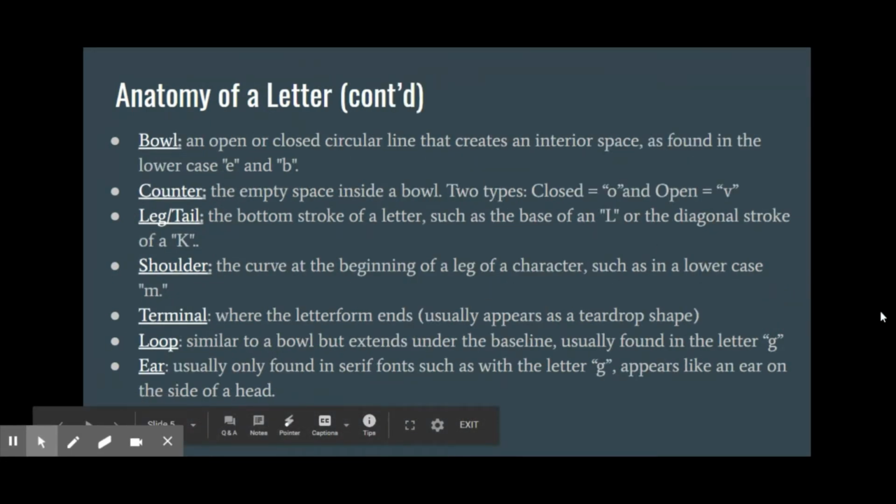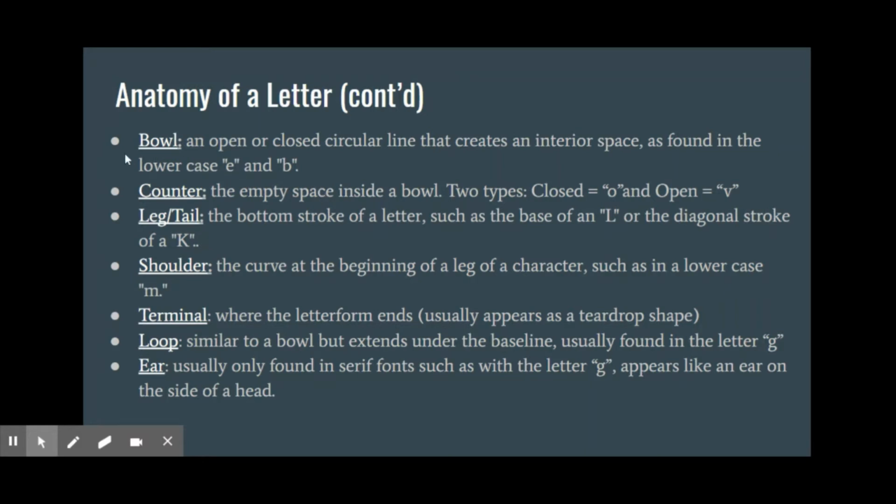All right. The next page, the bowl is an open or closed circular line that creates an interior space as found in lowercase e's or b's. So for the bowl, look for any curved space that has an open area in it, and that can be known as a bowl.